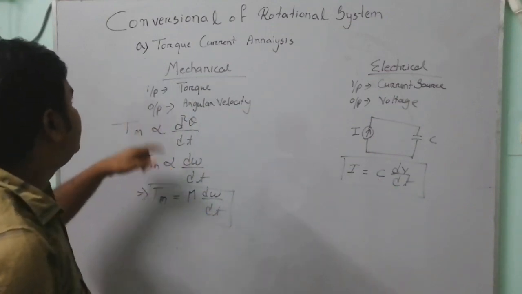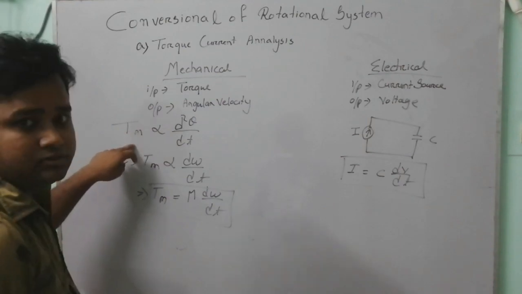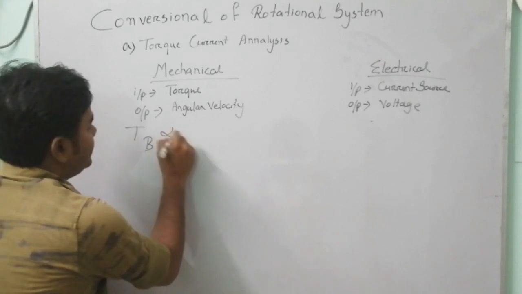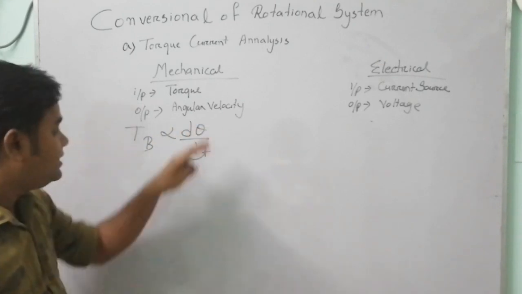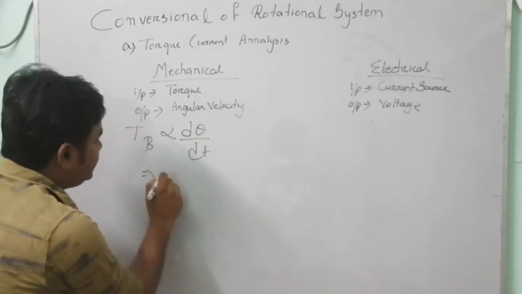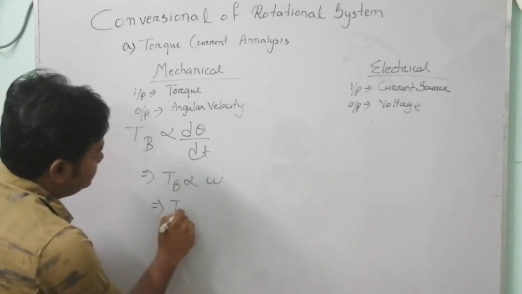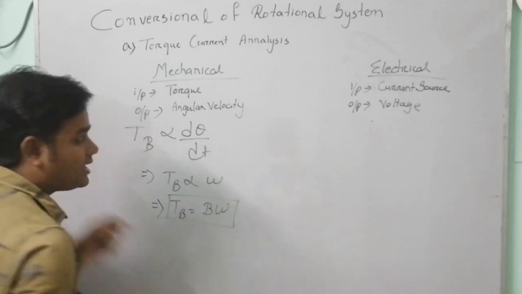Next we will study the torque due to the dashpot. Torque due to dashpot, T of B, is proportional to d theta by dt. We have studied that d theta by dt is equal to omega. That implies T of B is proportional to omega, which implies T of B is equal to B into omega. This is the mechanical side equation.